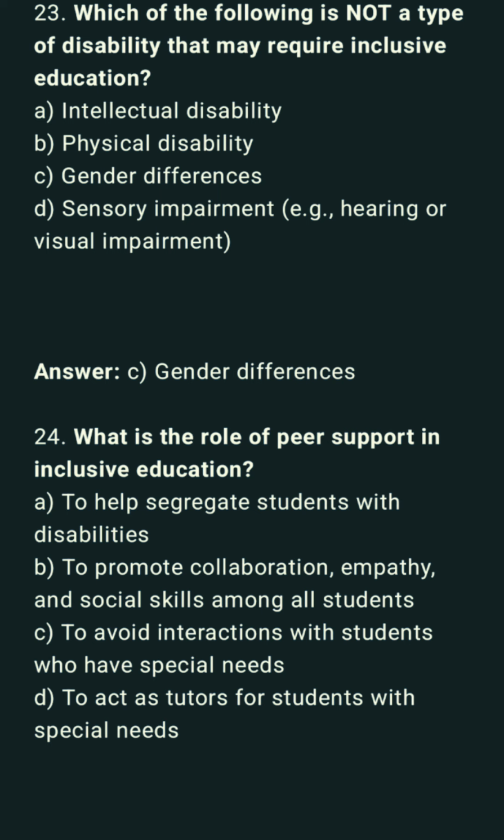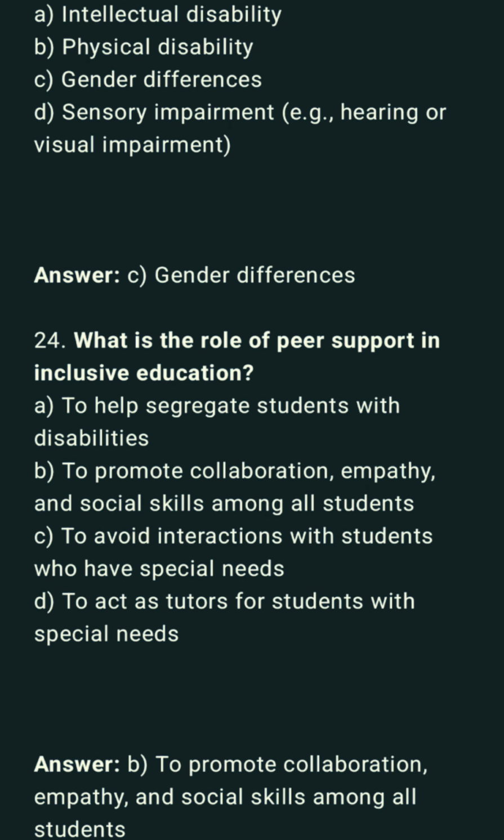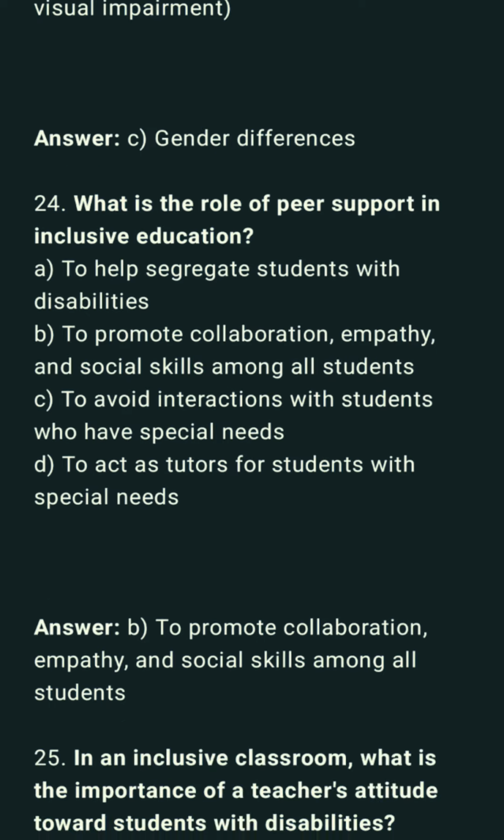What is the role of peer support in inclusive education? The answer is number B. To promote collaboration, empathy, and social skills among all students.